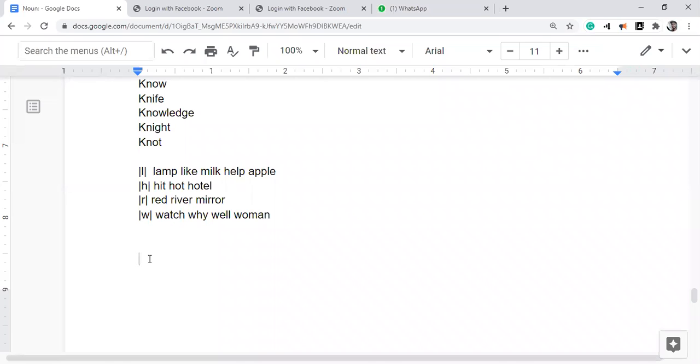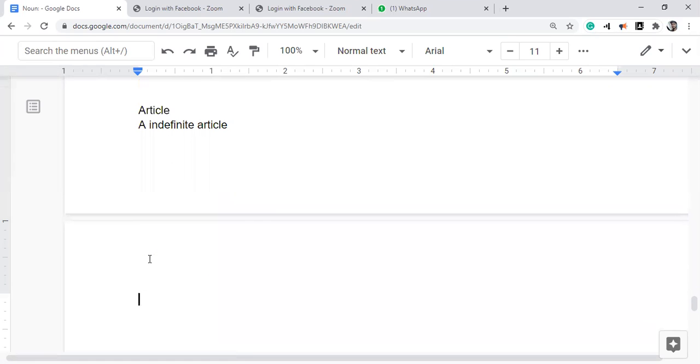I'm not taking any advanced topic. I'm just taking the basic topic. So let's see a very basic topic, which is also very important, known as the articles. Basically there are two types of articles. There is a, which is known as the indefinite article. So let's see when to use the indefinite articles.